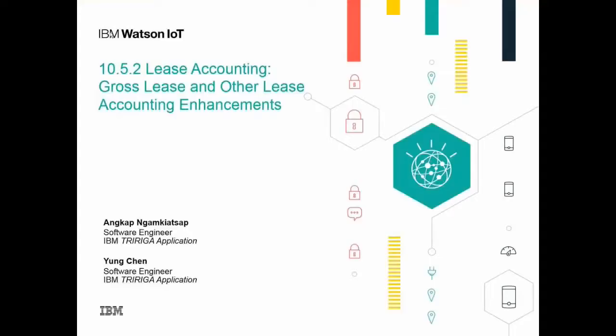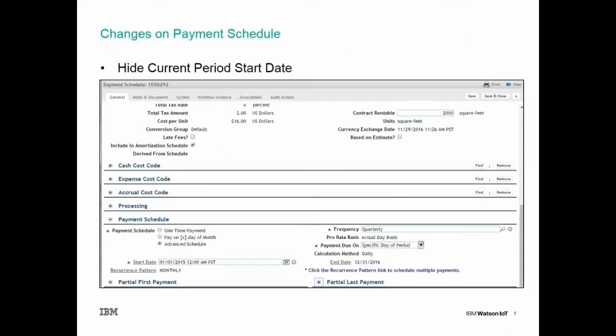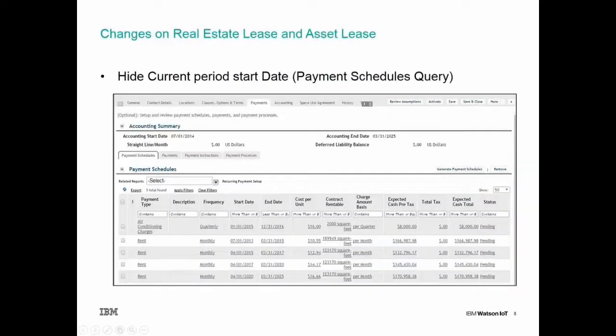presentation here. So on the changes that we have on the payment schedule, we did hide the current period start date that we show in the payment schedule section. We no longer show it for this release, as well as the query on the real estate lease and asset lease. We also hide that field from the payment schedule query. So that was it for my enhancement of the partial payment schedule for monthly.